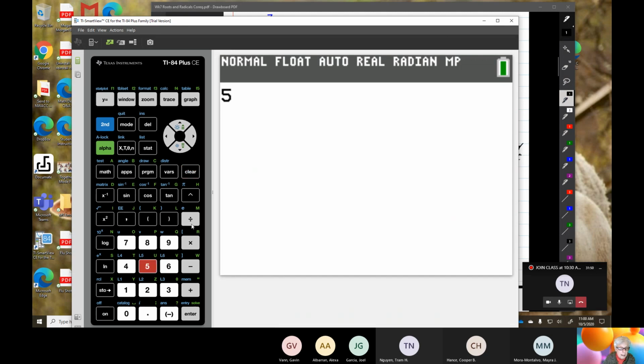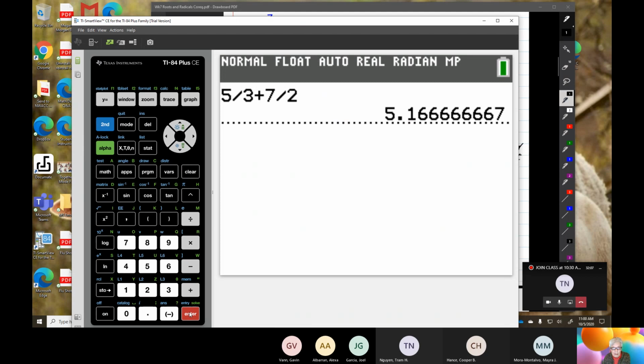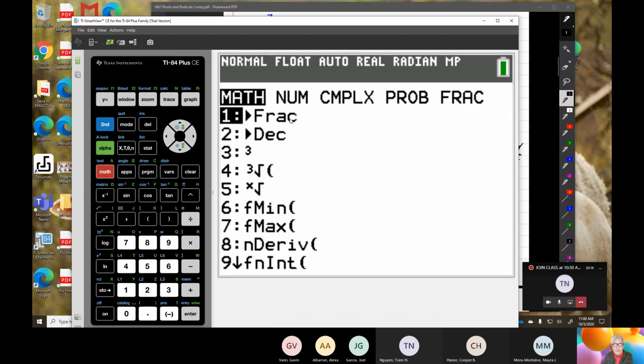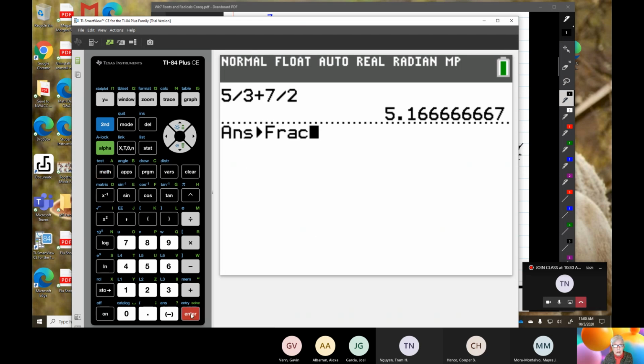Okay, so 5 divided by 3 plus 7 divided by 2. Fractions are just division. Now, instead of hitting enter, because I would get this ugly answer, no, we're not going to do it that way. We are going to math frac this. So I hit enter to accept frac. And then I frac it again because it's saying, do you want me to frac that answer? And yes, I do. So I hit enter.